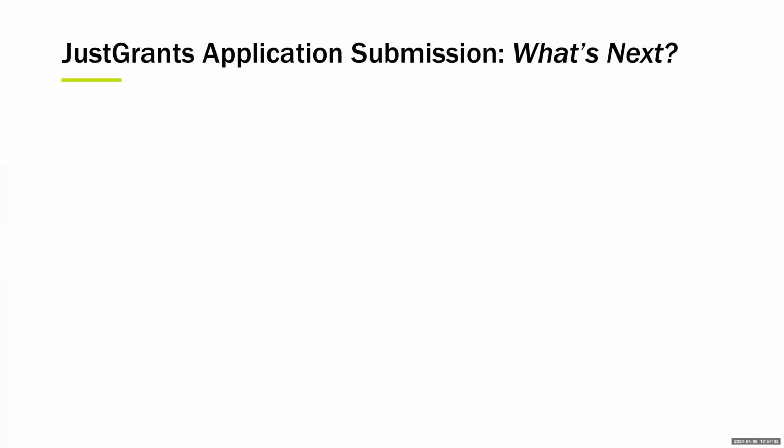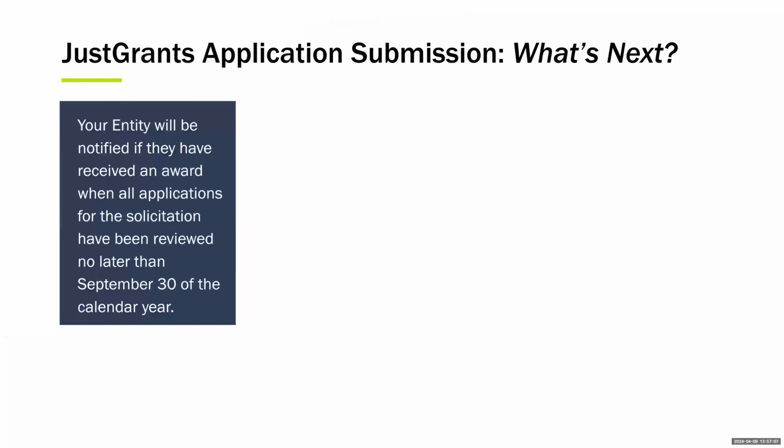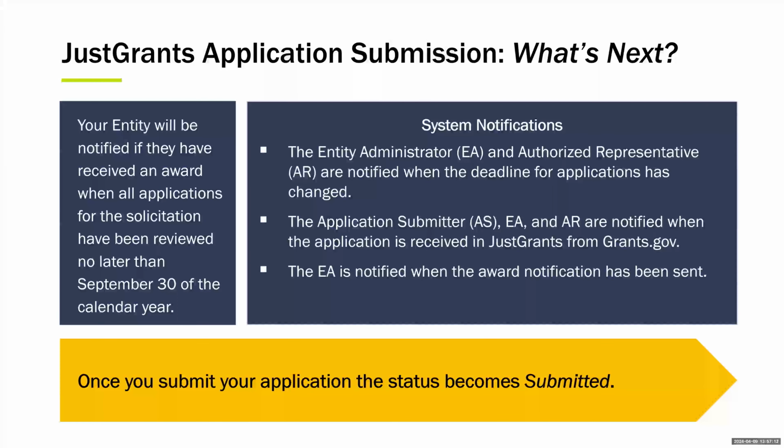Now, what happens after you do that? After you submit an application, your entity is going to be notified if they have received an award when all the applications for that solicitation have been reviewed, and that typically happens no later than September 30th of that calendar year. Unsuccessful applicants will be notified no later than December 30th for that calendar year.